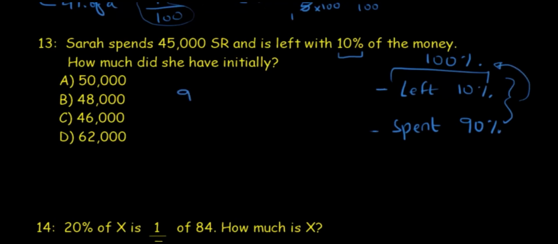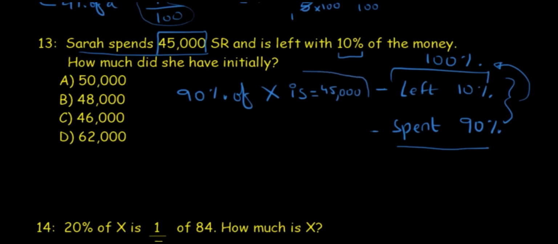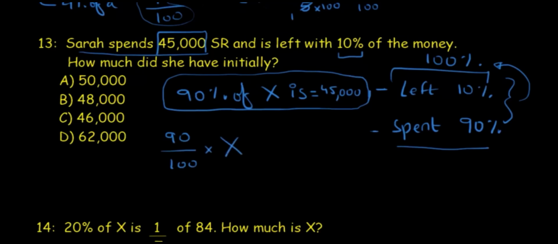Would I be right to say that 90% of the total amount of money that she had is what she spent already? She spent 90%, which is the same thing as 45,000. So 90% of the total is 45,000. That's the expression I have. I'll just need to change it into an equation. 90% of x is 45,000. I need the value of x.